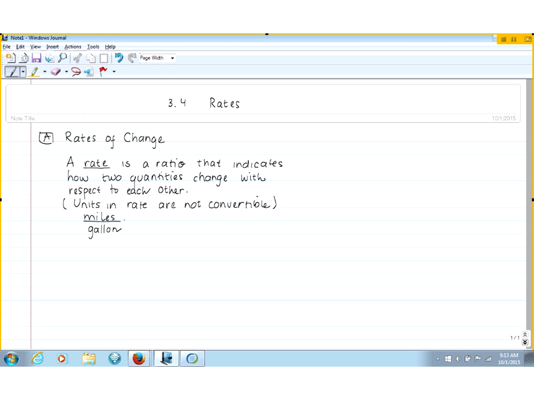So if it's a ratio, we could change it, like feet to yard or feet to inches. Those are ratios. But for rate, the units are not convertible. So you can't change miles per gallon, miles to gallon or gallon to miles. Or kilometers per hour, or miles per hour, right? Those rates are not convertible. Okay, so now let's talk about some types of rate. And for rate, units are important.